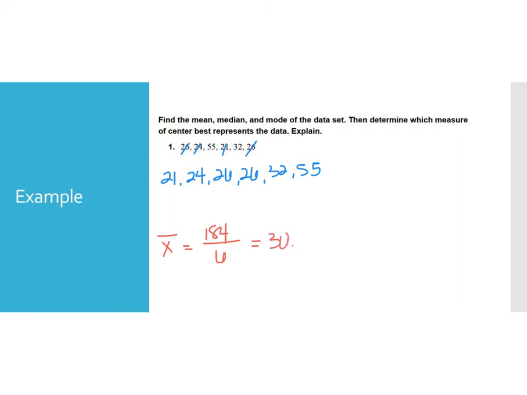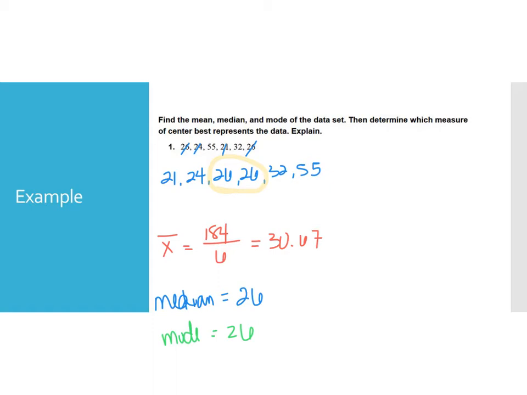me 30.67. It's actually 30 2/3. Okay, up next we're going to find the median, and the median is the middle number. Since I have an even amount of numbers, there are 2 middle numbers. If I add them together and divide by 2, I'm going to get 26 because they're both 26. So the median is 26. And then the mode is the number that occurs most often. And the mode also happens to be 26.